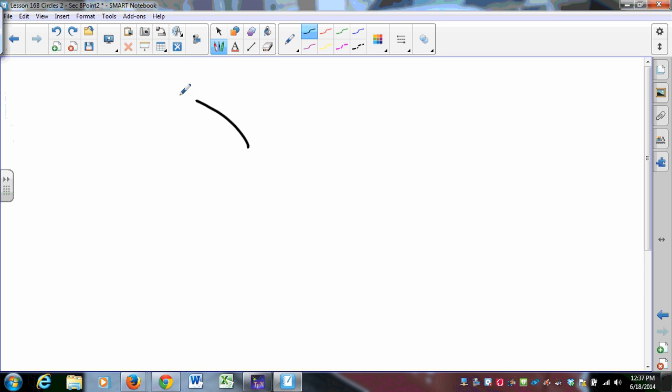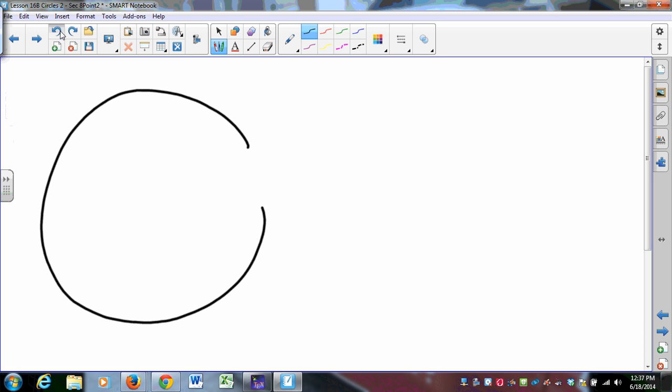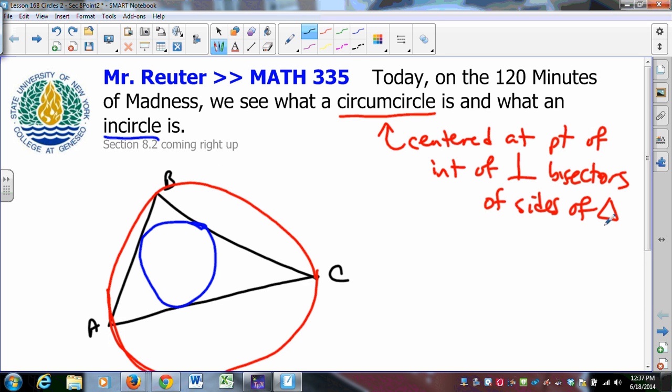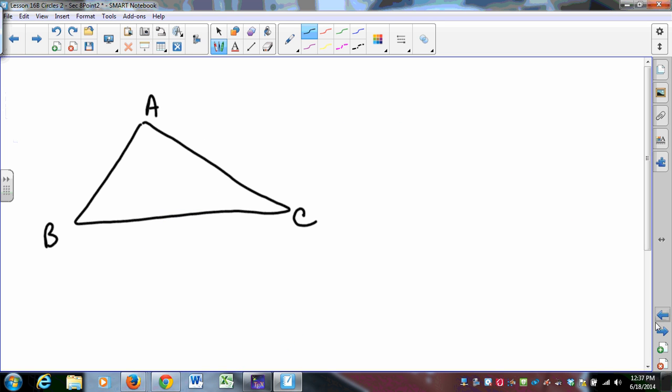So I have a triangle, triangle ABC. And I want to show that this point of intersection is the center of a circumcircle. And here's the basic argument.